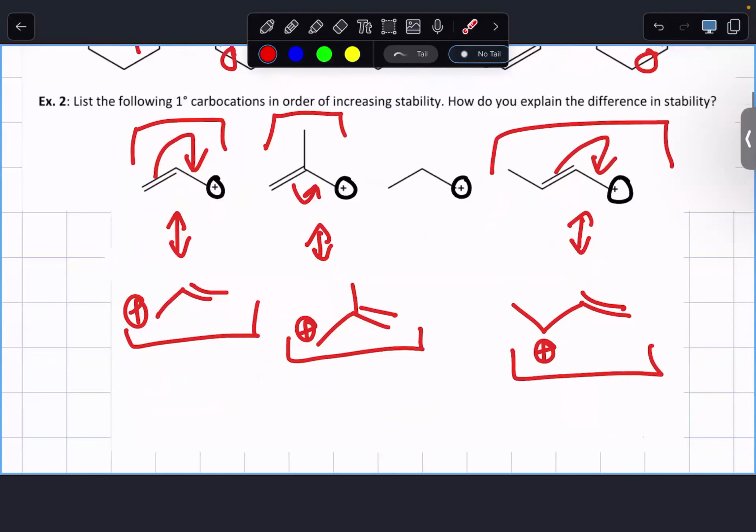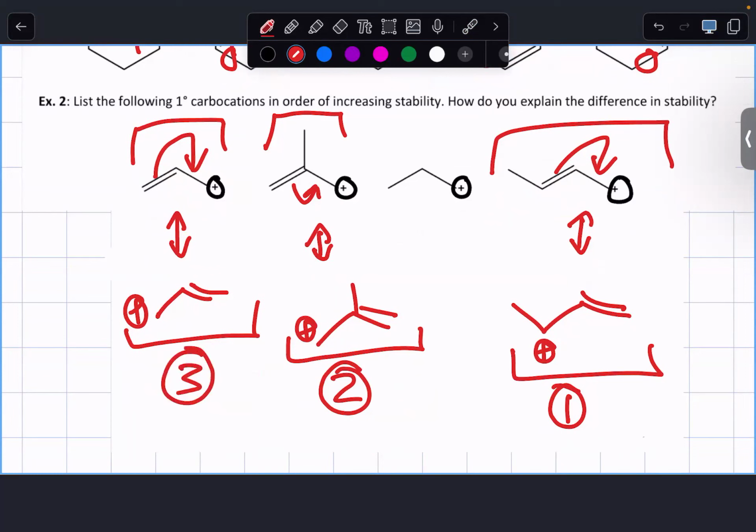So this trans alkene here is the most stable. And then the geminal one is the second most stable because it's disubstituted. And then this is the third one because this is monosubstituted. And this is the least stable because that's a primary carbocation, which is really unstable. It does not exist.